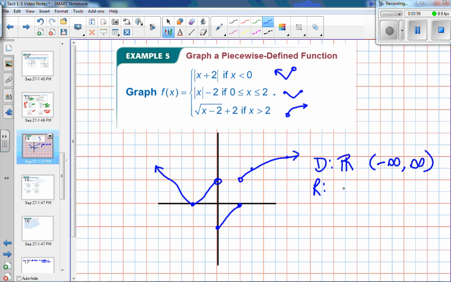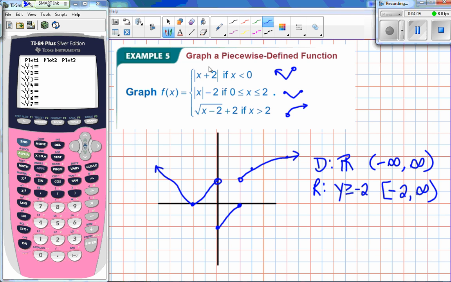So actually, we're going to say y is greater than or equal to negative 2, and in interval notation, that would look like this, from negative 2 to infinity. So that would be my domain and range. Now I'm going to show you how to do this on the calculator, and it's going to take a little time, but I think you'll find that it's worth it.